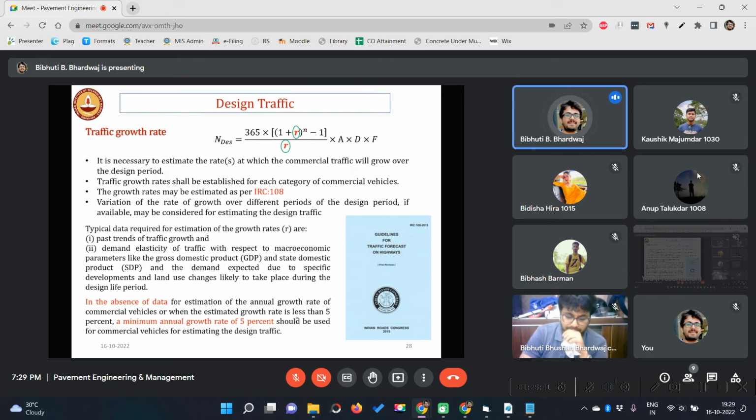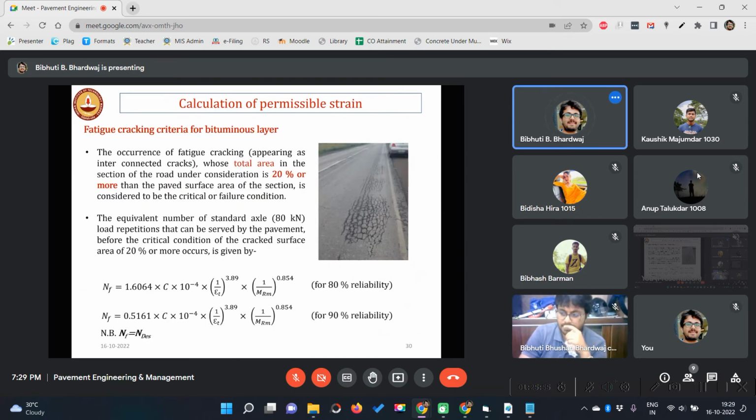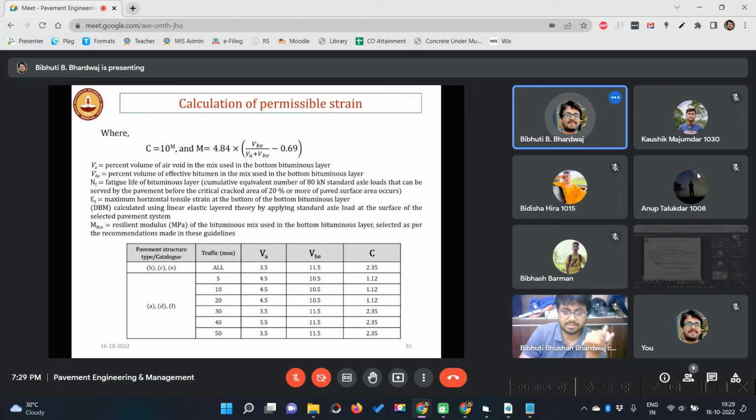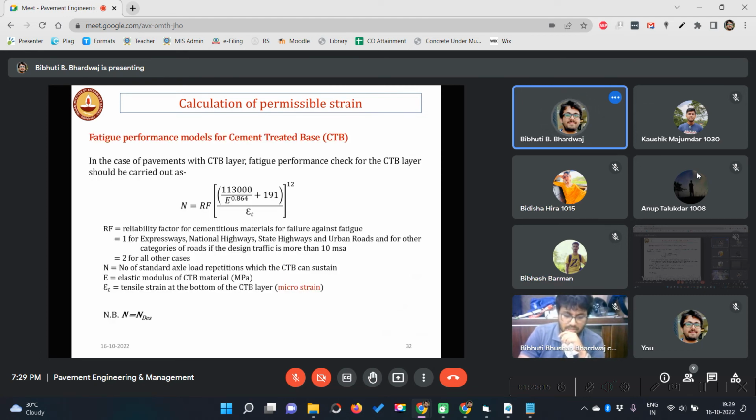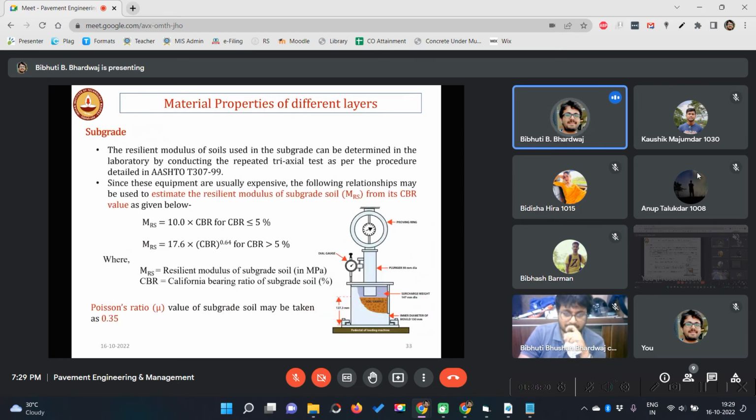That also we learned. Then we learned about these criteria. For subgrade rating, how to calculate this permissible strain, and for fatigue cracking, how to calculate this tensile strain, right? So for that we need to assume the materials. For different materials, different modulus of elasticity, Poisson's ratio, those values have to be found out. So we started calculating everything from subgrade, right?